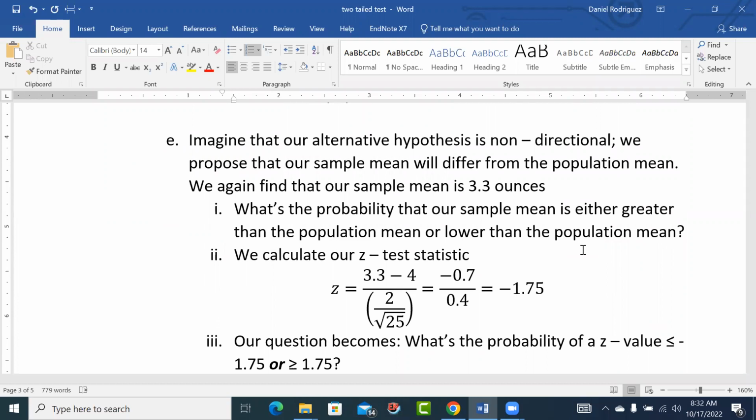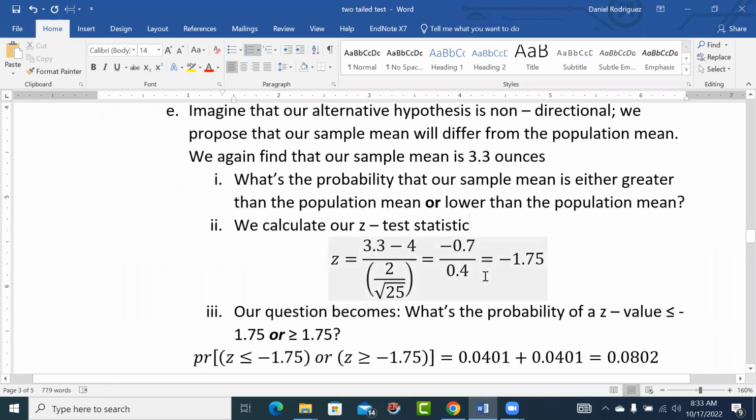As you can see, there is no direction given. What's the probability that our sample mean is...? Now, this is where it gets a little different. What's the probability that our sample mean is either greater than the population mean or lower than the population mean? So there's this either-or scenario, and those of you who remember lectures on probability know that or means addition. So we calculate our Z statistic.